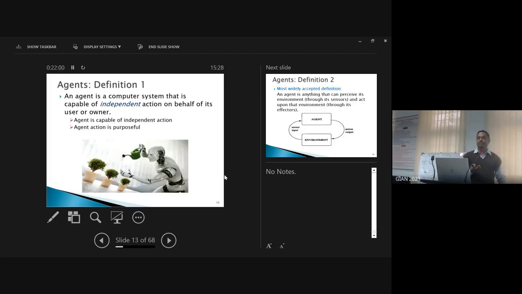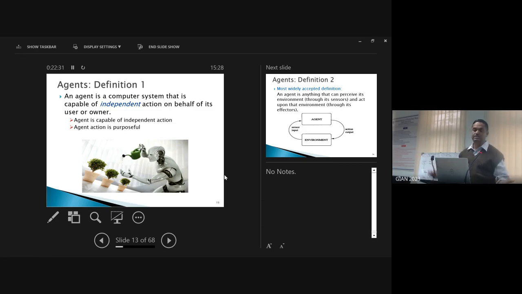So what is an agent? An agent is a computer system that is capable of independent action on behalf of its owner or user. So if I have an agent, the jobs that are supposed to be done by me, he will do instead of me. For example, if you forget the computer system for the time being, the easy way to understand this is the idea that you have a travel agent.